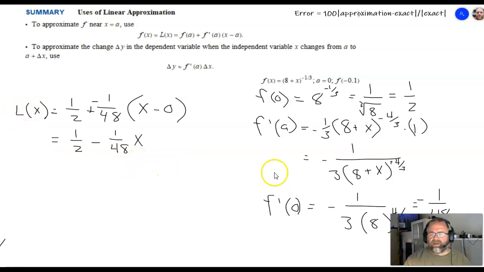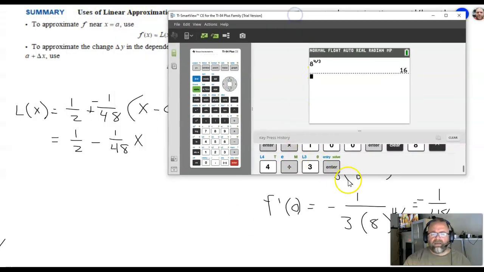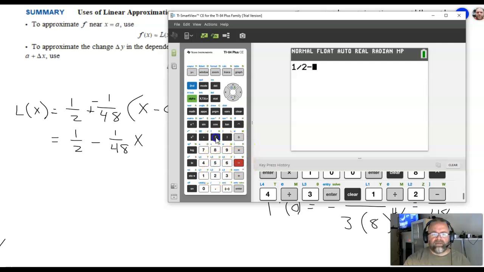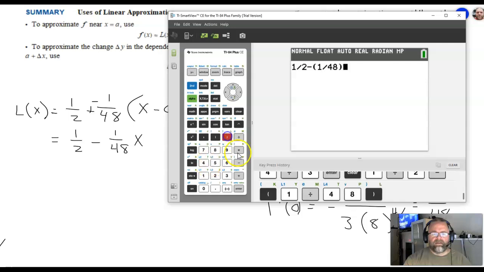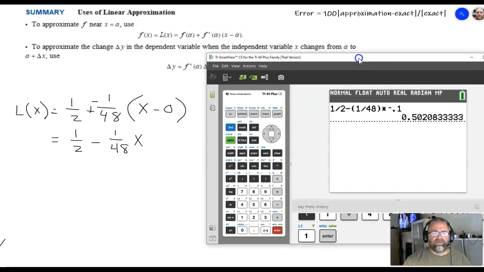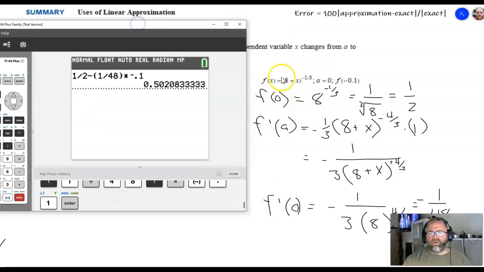So now we want to find for, what was our x? Negative 0.1. So let's bring the calculator over here. And so this is going to be 1/2 minus 1/48 times negative 0.1. And that gives us 0.502083333. We can round that just to 0.502. So that's our approximate value for y, where this function here is evaluated at negative 0.1.